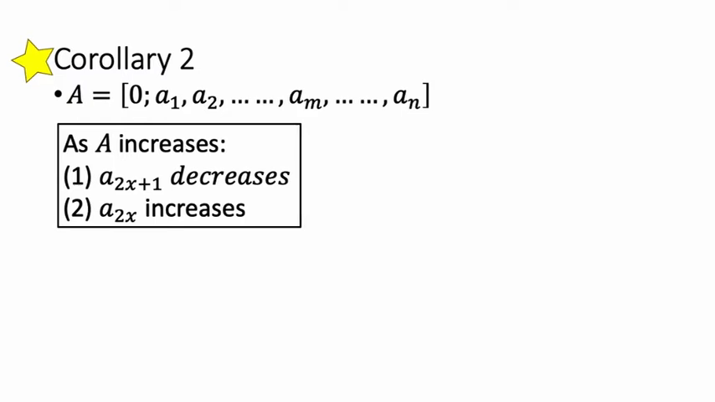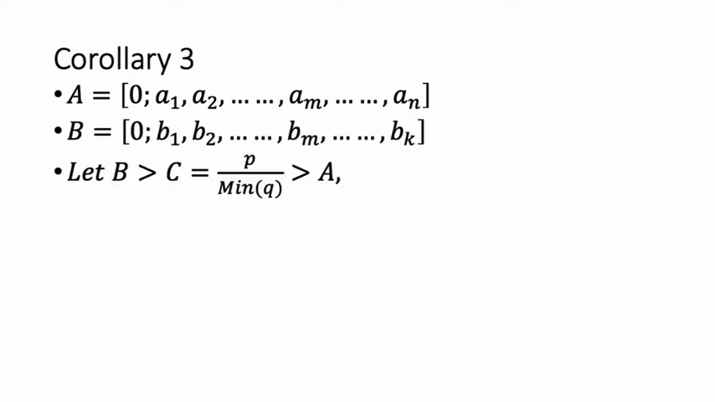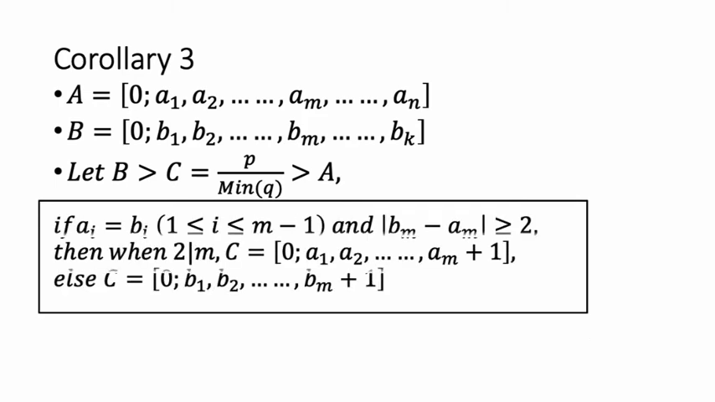Now we can conclude what we have found into corollary 3. If we want to find the minimum of the denominator in the fraction c, where we know c is between a fraction b and a fraction a, we'll first express a and b in the form of continued fractions. If ai equals bi, where 1 is less than or equal to i less than or equal to m minus 1, and the absolute value of bm minus am is greater than or equal to 2, then when 2 divides m, c will be equal to 0, a1, a2, all the way to am plus 1.